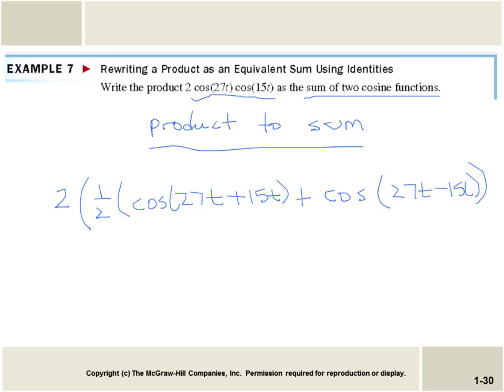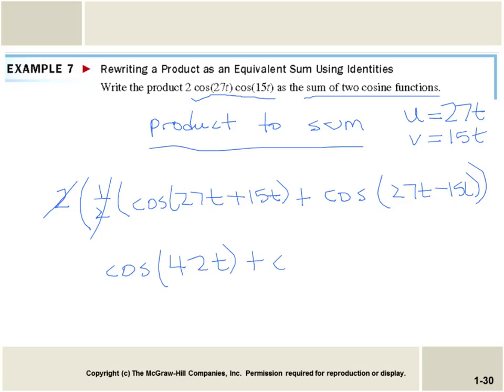I just literally plugged in numbers. I said u equals 27t and v equals 15t. Okay? And now we're just going to clean it up. This cancels with this, and I get cosine of, and I just add these two. That's 42t plus cosine of 12t. And that's the answer. And that's it. There's nothing more to do.